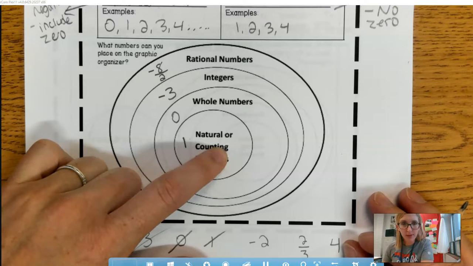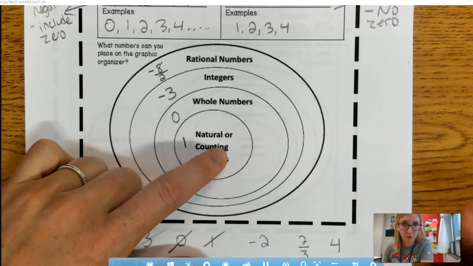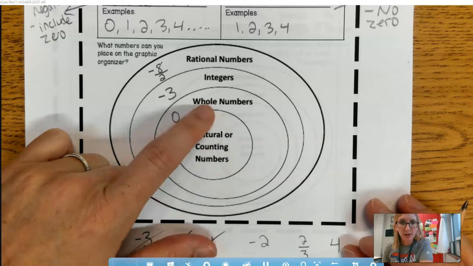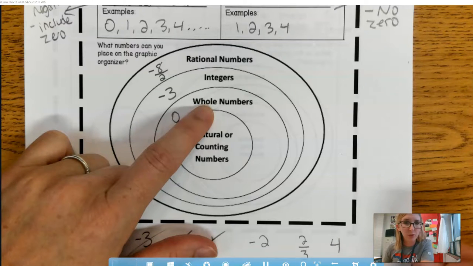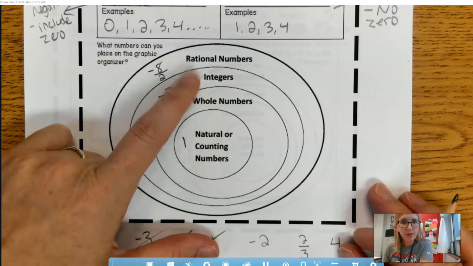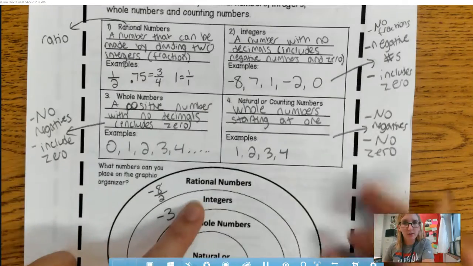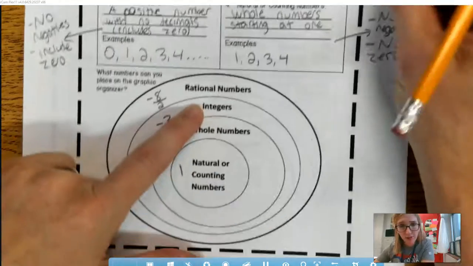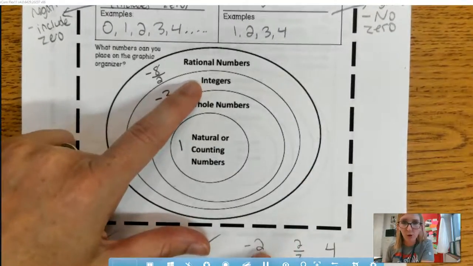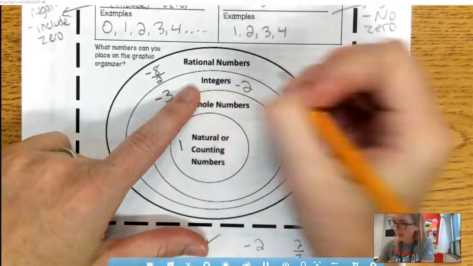Nope. Because natural numbers are positive numbers starting at 1, right? Is negative 2 a whole number? Nope, it's not, because whole numbers are positive numbers that include 0. Is negative 2 an integer? Let's see, integers are just numbers with no decimals, and it includes negative numbers. Well, I don't see any decimal or fraction, so yeah, negative 2 is an integer.